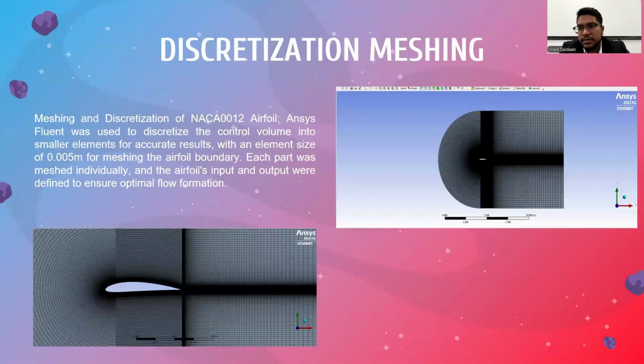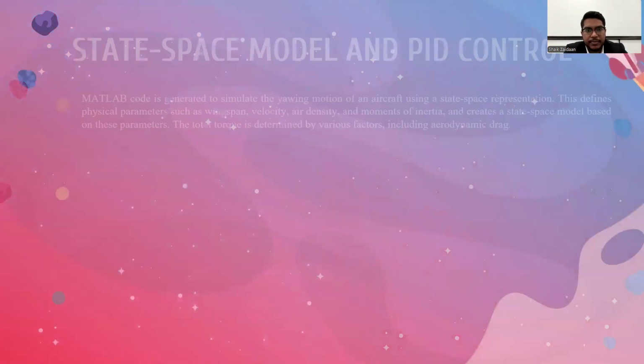The discretization and meshing is the second procedure after we have modeled in ANSYS Workbench. We meshed and discretized the NACA 0012 aerofoil in ANSYS Fluent, which is used to divide the control volume into smaller elements for accurate results. Each part is meshed individually, and the aerofoil inlet and outlet were defined to ensure optimal flow formation. The element size was 0.005 meters.